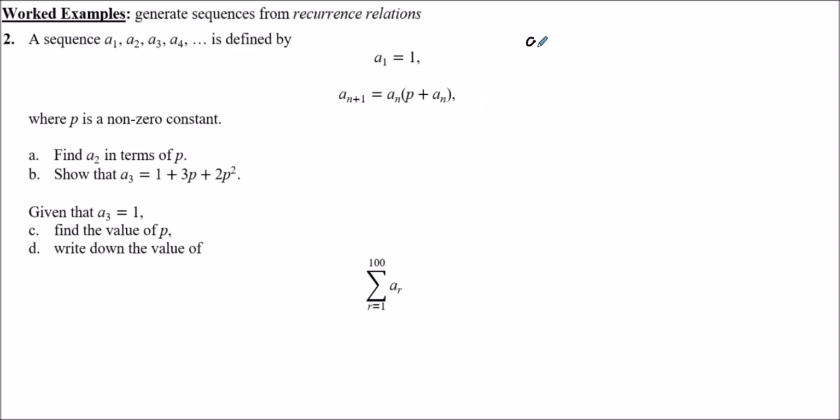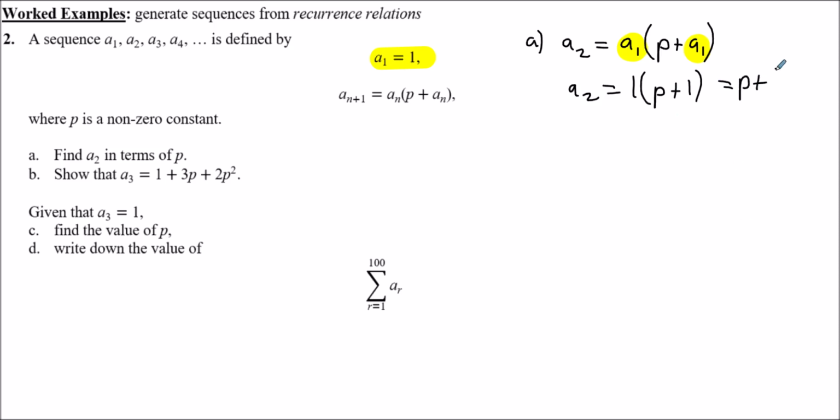For part A, we have to find a2 in terms of p. Just using this here, we can say that a2 is going to be a1 multiplied by (p + a1). However, we are told what a1 is. a1 is 1, so we can just sub this in. So a2 is going to be 1 lot of (p + 1), which of course is just p + 1. Very simple start.